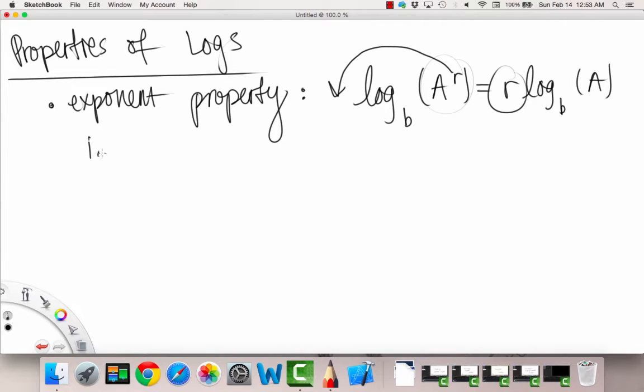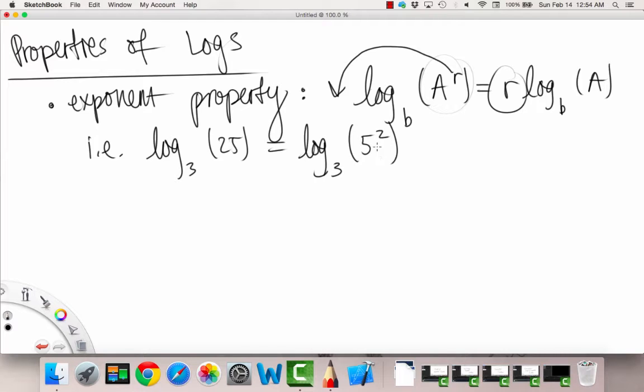So, for example, let's say we had log base 3 of 25 or something like that. This is equal to log base 3, and we can just break up the 25 into 5 squared. According to our exponent property, we can move that 2 all the way out in front. So this is equal to 2 times the log base 3 of 5. And that's how you would simplify it. Another property that logs have is change of base.